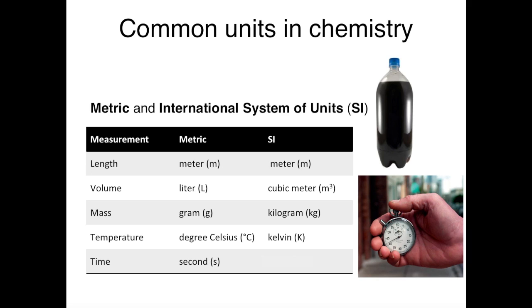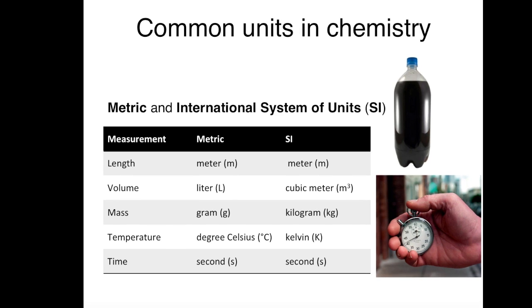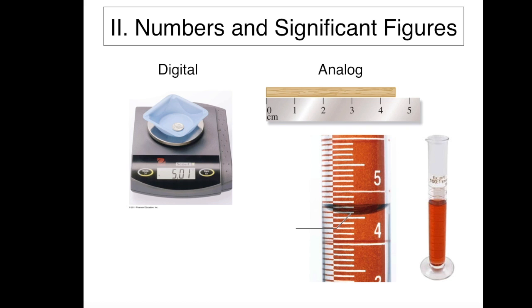That's just the basic unit of time, and it turns out SI is also seconds, so nothing new there. Now remember I said that there are two important components in a measurement. First is the unit, and second is the number itself. We just finished talking a little bit about the units. Now let's talk about some aspects about the numbers in your measurement.